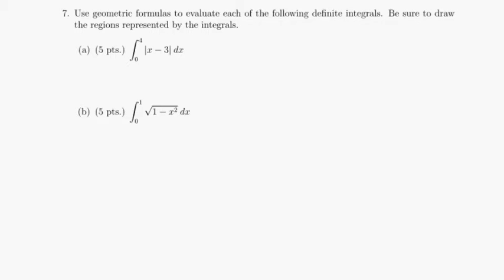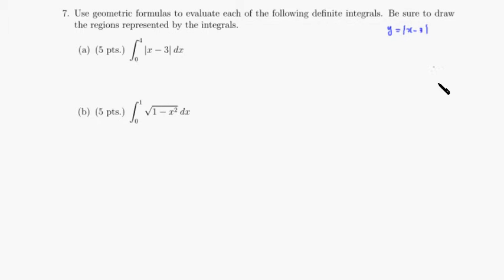All right, so let's look at exam 3B, problem number 7. We want to use the geometric formulas to find the value of these definite integrals. So let's do that. First we need to sketch the graph of y equals absolute value of x minus 3.